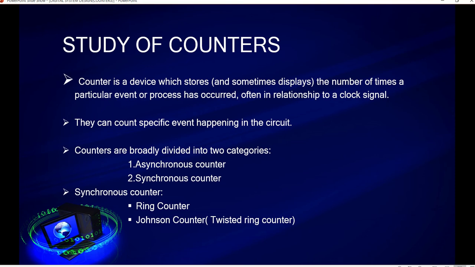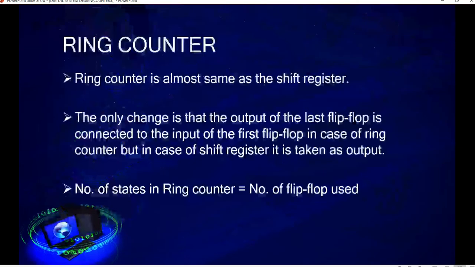Under synchronous counter, we'll be seeing about the ring counter and the Johnson counter, which is otherwise called the twisted ring counter. Let's move to the ring counter. A ring counter is almost the same as a shift register. The only change is that the output of the last flip-flop is connected to the input of the first flip-flop in the case of the ring counter, but in the case of a shift register, it is taken as the output. In a ring counter, the number of states will be equal to the number of flip-flops used.